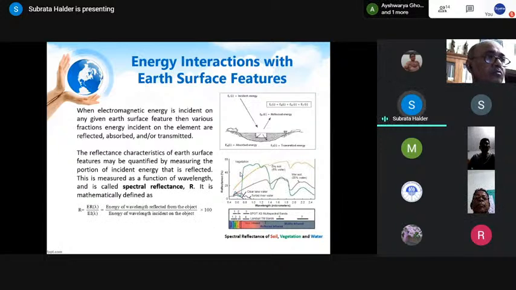It is mathematically defined with this formula. It is a ratio: the energy of the wavelength reflected from the object divided by the energy of the wavelength incident on the object, multiplied by 100.